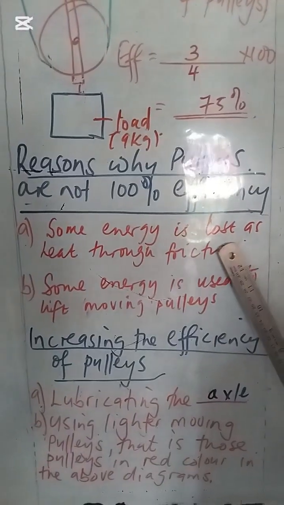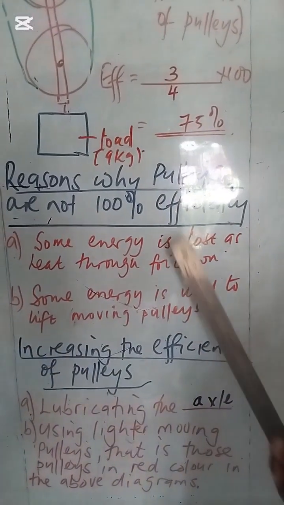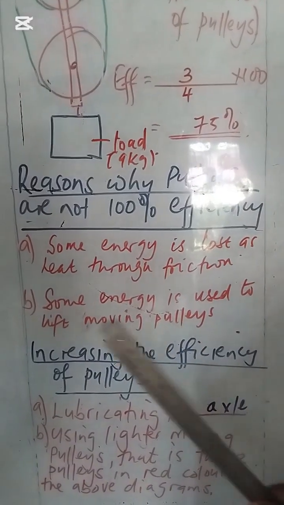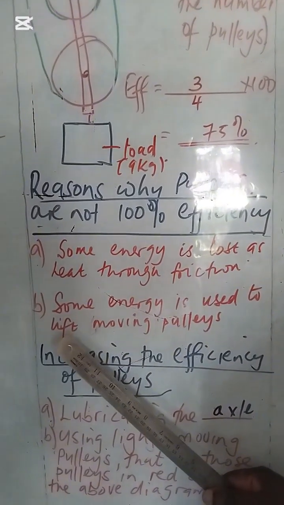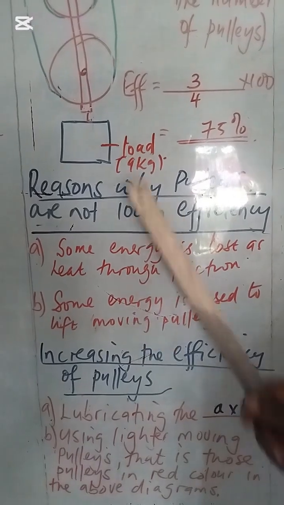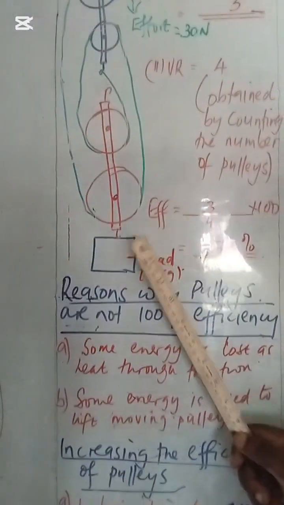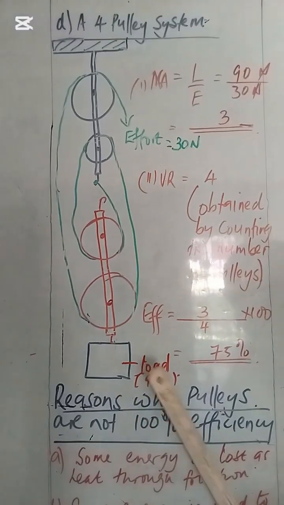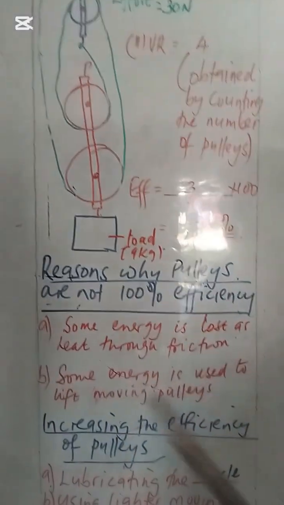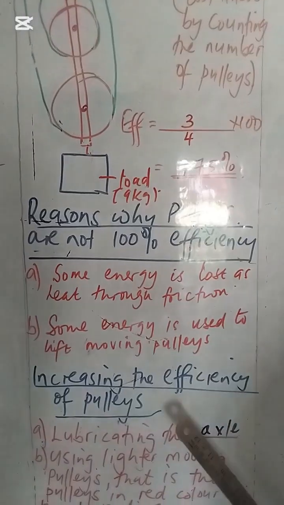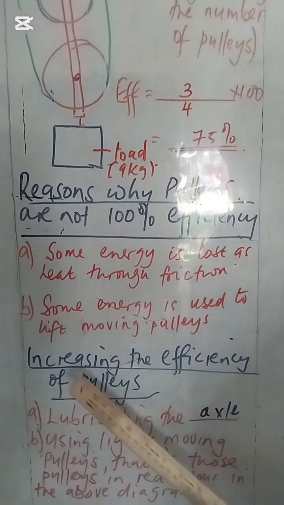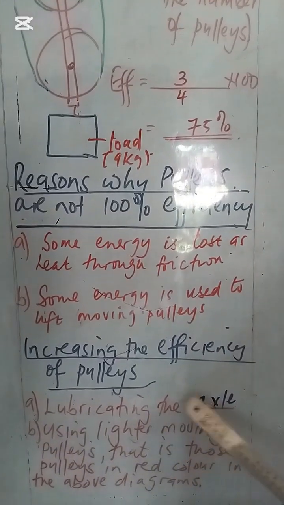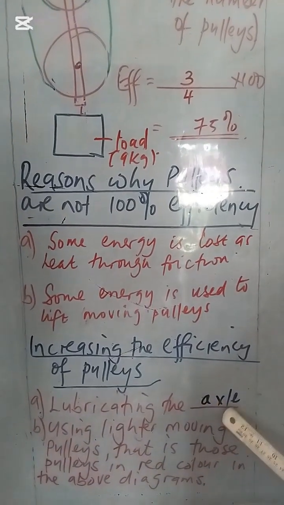by overcoming friction. Then the second way by which a pulley is not efficient is that some energy is also wasted in lifting these moving pulleys. Remember, these moving pulleys, they have got weight, which is also passed on to the load. So some energy is lost through moving pulleys, raising pulleys upwards. Then how do we increase the efficiency of pulleys? By lubricating the axle. It is the axle that is lubricated.